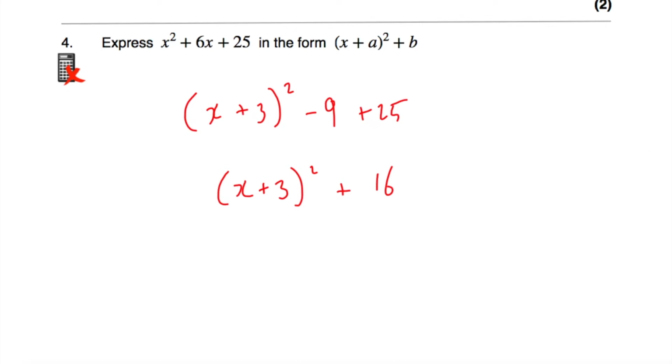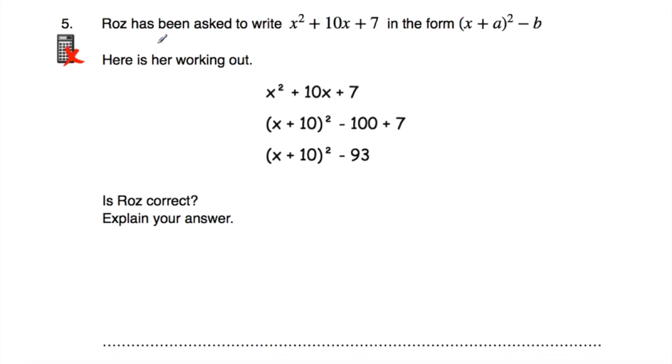Okay, next, question number 5. Question number 5 says Rosa has been asked to write x squared plus 10x plus 7 in the form (x plus a) squared minus b. So in other words, she's got to do completing the square to that quadratic. And here's her working out.